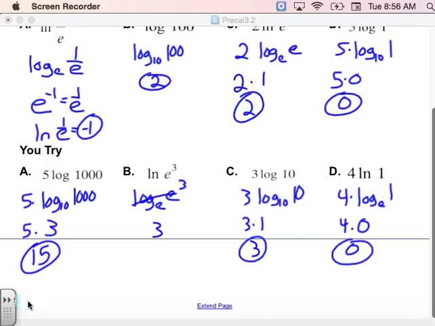B, you take the log base e of e to the third. Well, you've got log base e of a base e, so those cancel out and just leave 3. And in C part, you've got 3 times log base 10 of 10. Well, the log base 10 of 10 is 1, because the log base something of itself is just 1. So you've got 3 times 1, which is 3. And in D part, 4 times the log base e of 1. Well, again, any log base of 1 is going to be 0. So log base e of 1 is 0. 4 times 0 is 0.